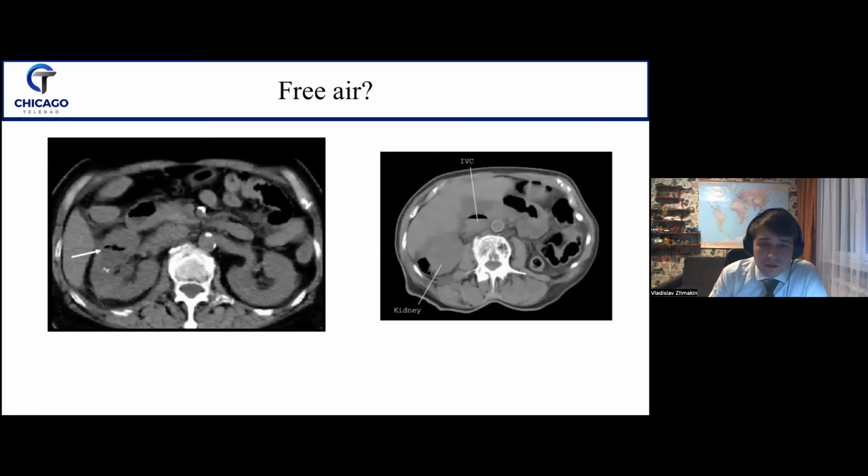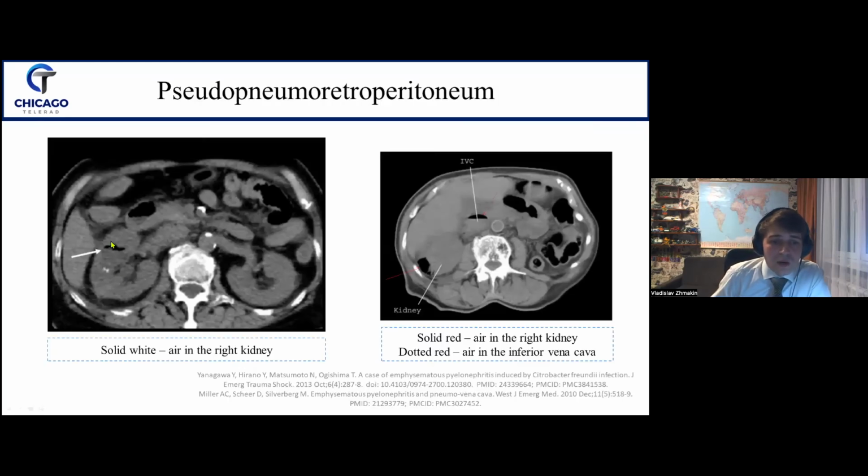Again, free air? Nope. On the left, there is a small amount of air in the right kidney parenchyma, so it is a case of emphysematous pyelonephritis. And here, there is a small amount of air here and here in the right kidney and in the inferior vena cava.